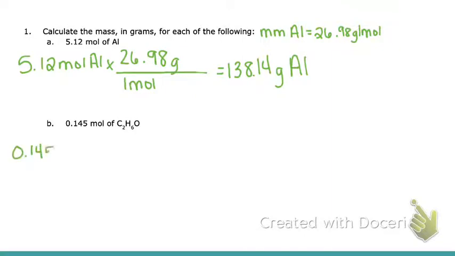0.145 moles of C2H6O. Molar mass is going to be a little bit more work because we have a compound. So that's why I had you guys start out with this last week, so that we weren't combining all sorts of things at once. We were breaking it into hopefully some manageable pieces.